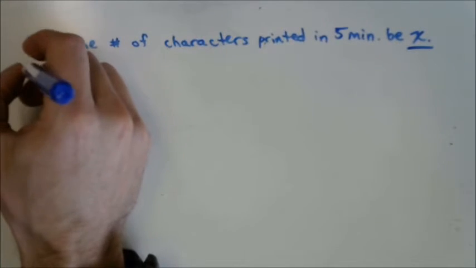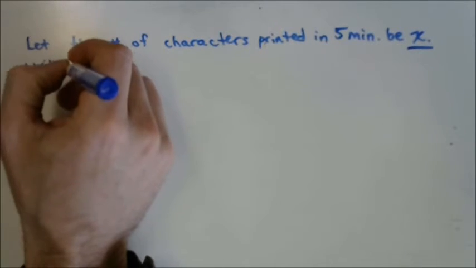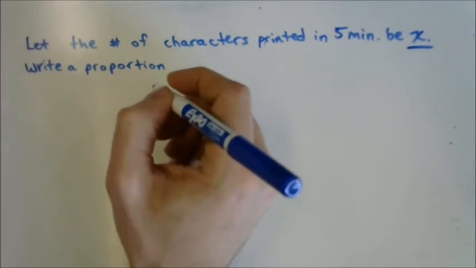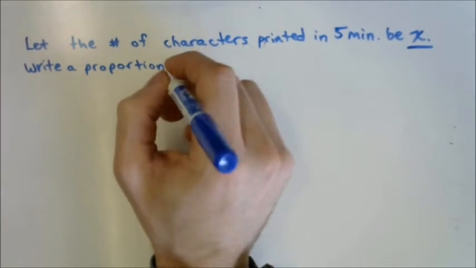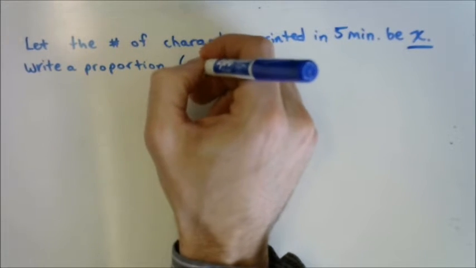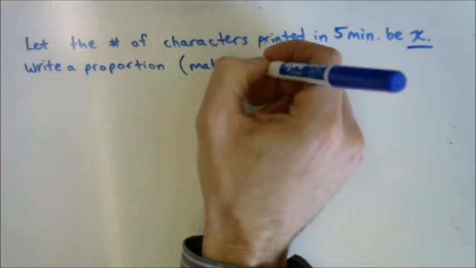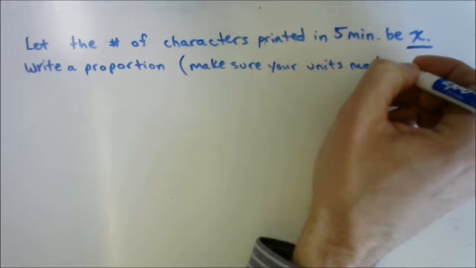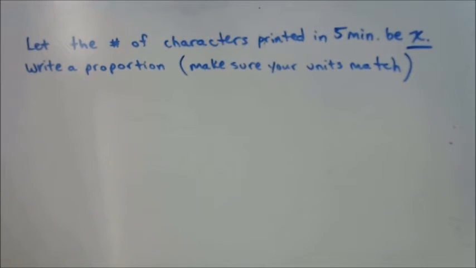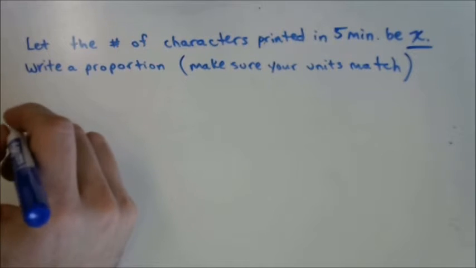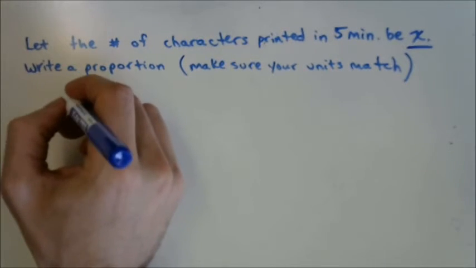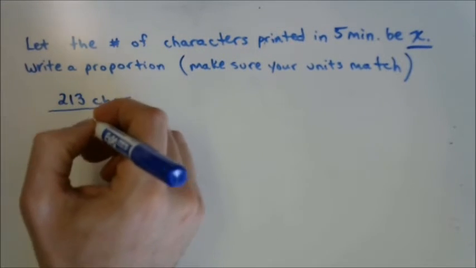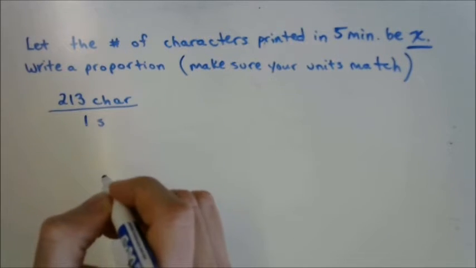And now we're going to write a proportion. So we learned about proportions in our last lesson. We're going to write a proportion. And the key here is make sure your units match, right? Because a proportion compares two things with the same units. So here we go. The rate that we're given is 213 characters over 1 second.